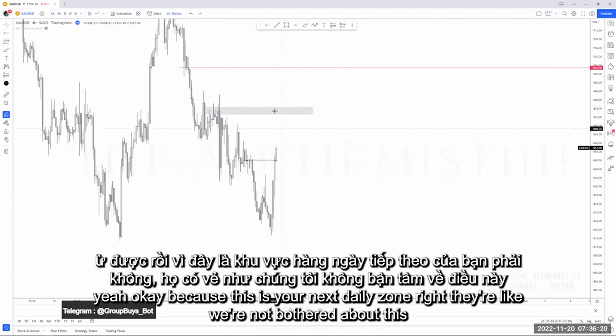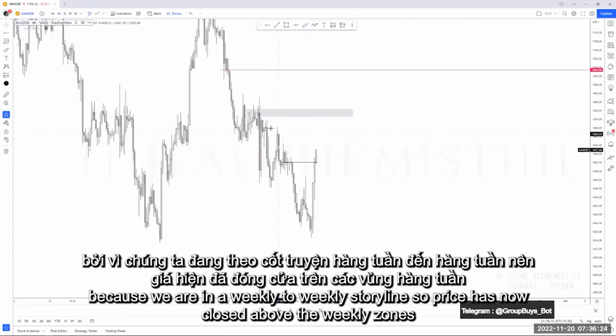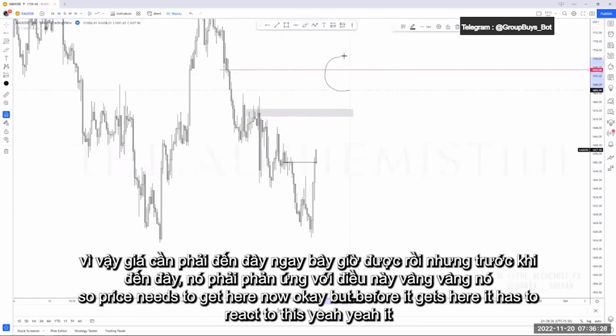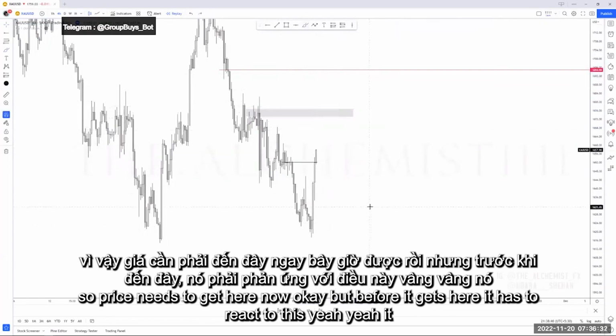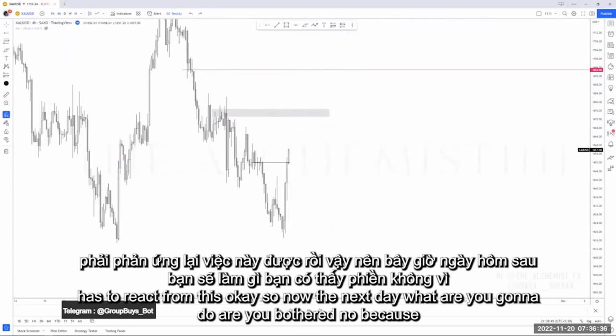This is your next daily zone. We're not bothered about this because we are in a weekly to weekly storyline. Price has now closed above the weekly zones, so price needs to get here now. But before it gets here, it has to react from this. So now the next day, what are you going to do?